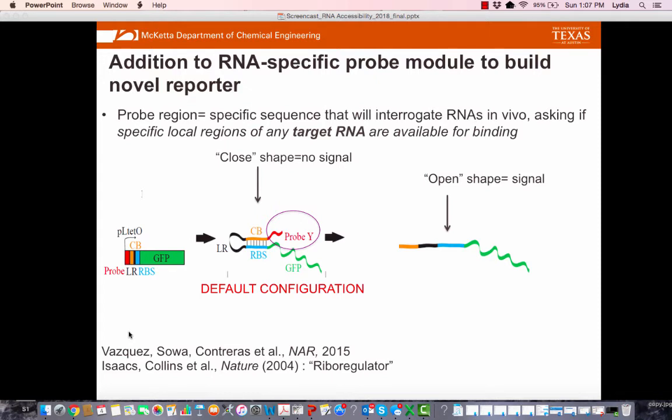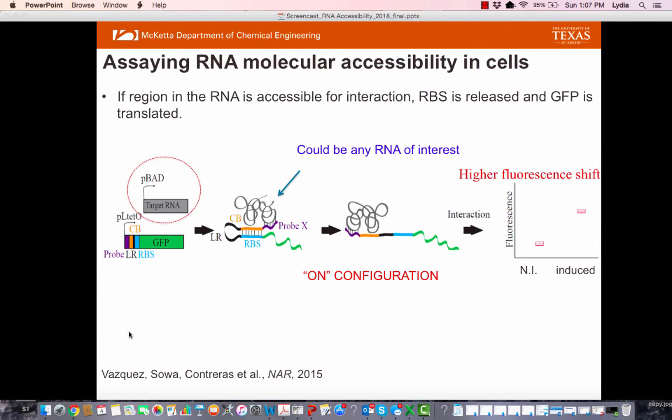To link the presence of this fluorescent signal to the presence of accessible or available regions within an RNA of interest, what we have done here is added a probe region, shown here in red, that is another segment to this mRNA construct. What's special about this probe region, shown here in purple, is that it's complementary to a particular region of an RNA of interest, shown here in gray, so that if it detects that specific region accessible for interactions, the loop within the mRNA would get disturbed, and therefore it would go from its closed form to its open form, producing GFP, leading to a fluorescent signal that can be measured.